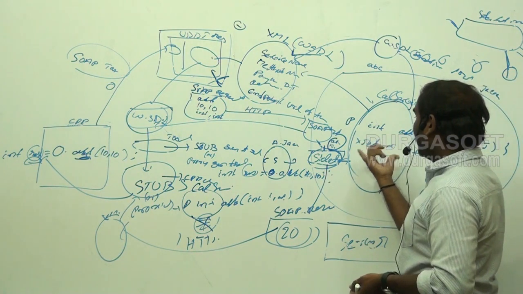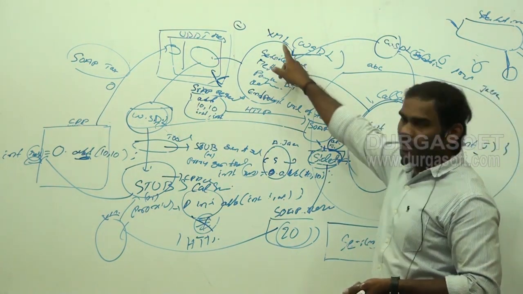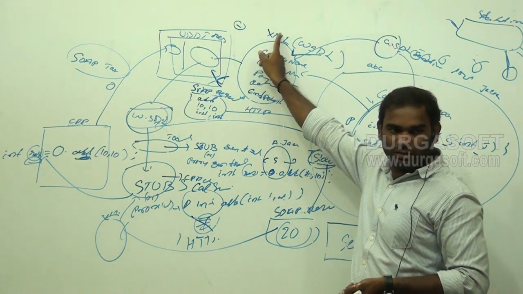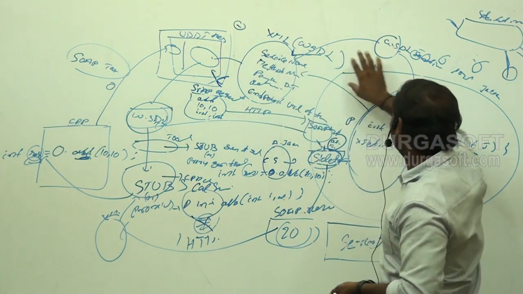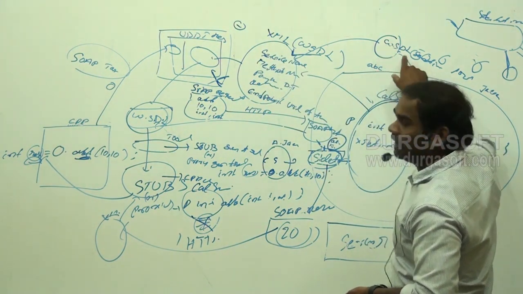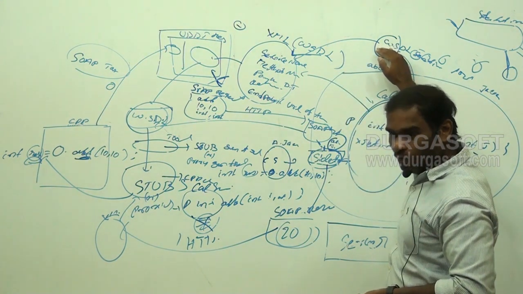Now one of the clients wants to invoke the method from your service class here. What will you do? You need to generate the XML file here, the WSDL file, right? That WSDL file contains all your service class details here. Who will do that job here? The WSDL generation tool will do that. Meaning what? The service provider will use this WSDL generation tool.